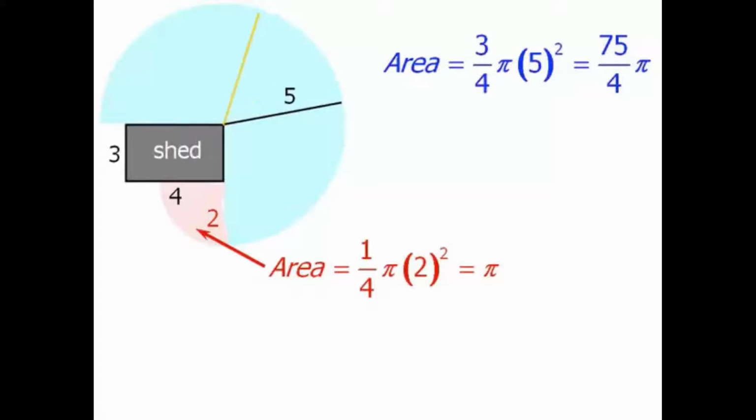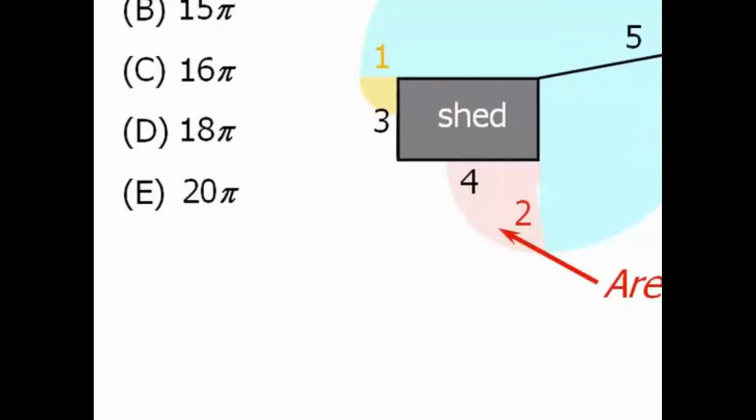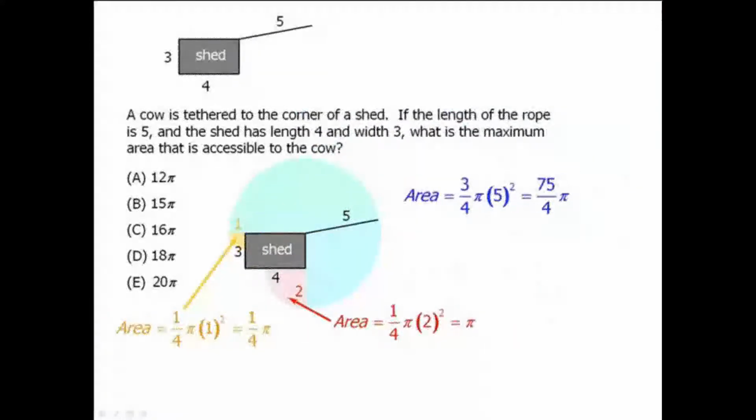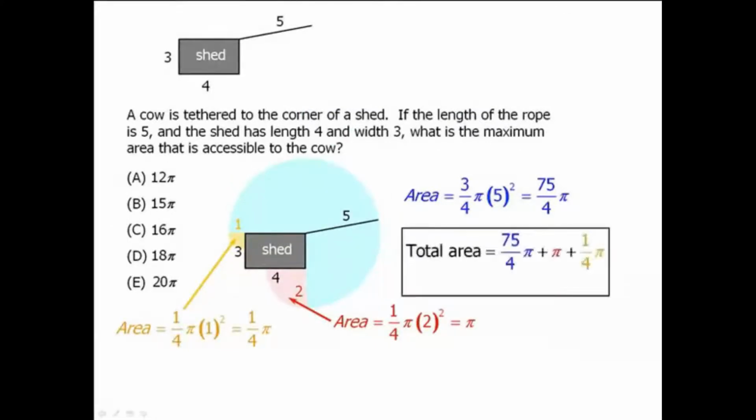Finally, let's examine what happens when the cow moves counterclockwise. At this point right here, the rope will begin to wrap around the shed, and the cow will have access to this region. This region is 1/4 of a circle, and this circle has radius 1. So the area of the yellow region will be 1/4 times pi times 1 squared, which is equal to 1/4 pi. So the total area that the cow has access to will be the sum of our 3 areas. And this simplifies to be 20 pi. So our answer is E.